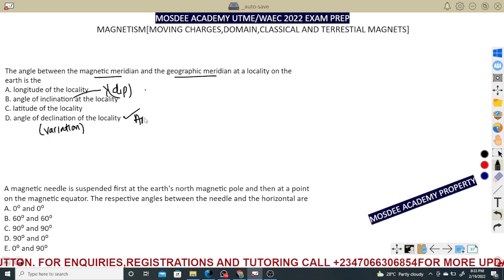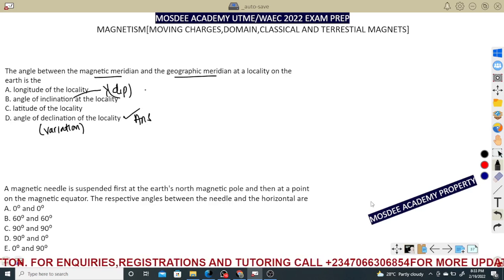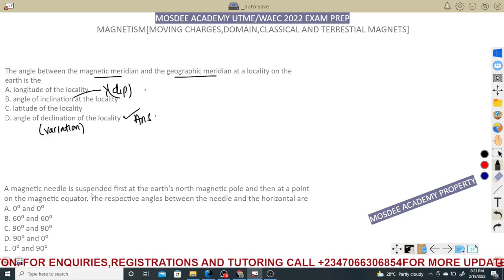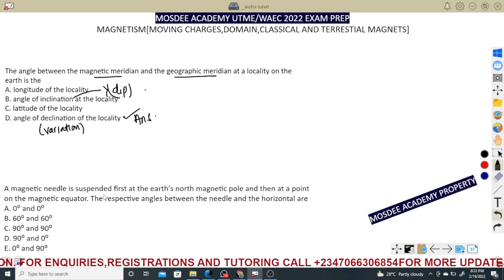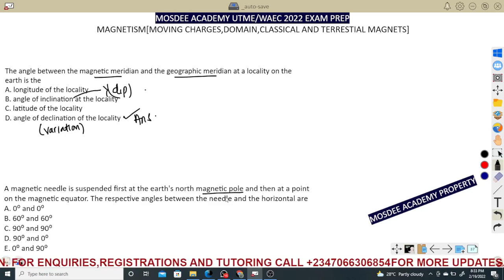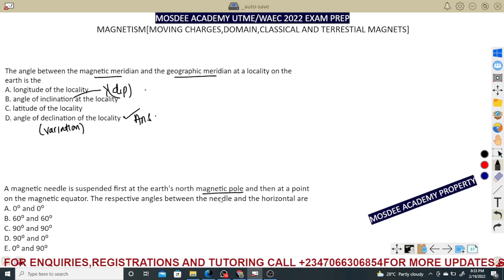So this is the answer to this because we have talked about it. I am not going to waste time here. I'll just move to the answer. The same thing to the next question. The next question says a magnetic needle is suspended first at the north magnetic pole. It was suspended at the pole. I hope you are following. It was first suspended at the pole.